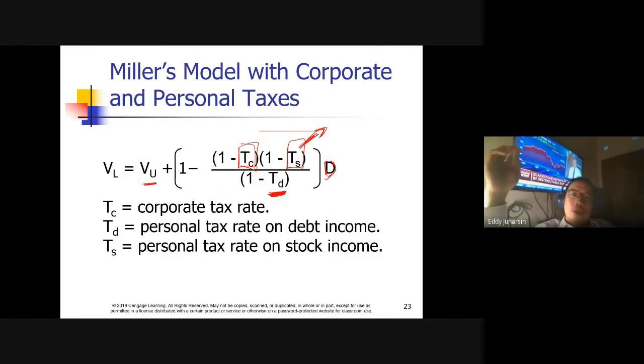Okay, so one more time, right? The value of the firm is still increasing with the use of debt. So again, Miller was still recommending that a firm use as much debt as possible. However, this model is showing that the benefit from debt financing because of the tax shield is not as high as that postulated by MM the second.